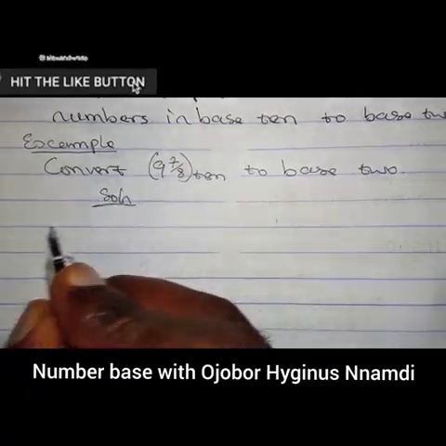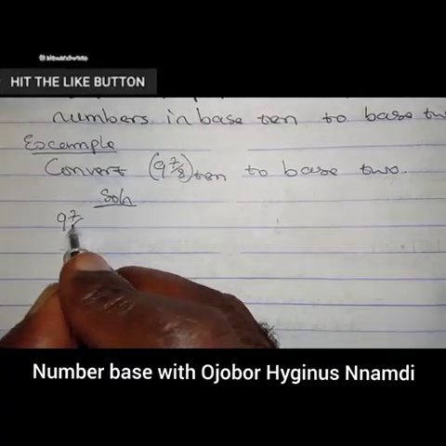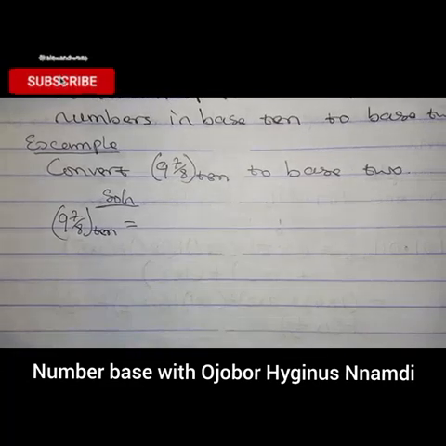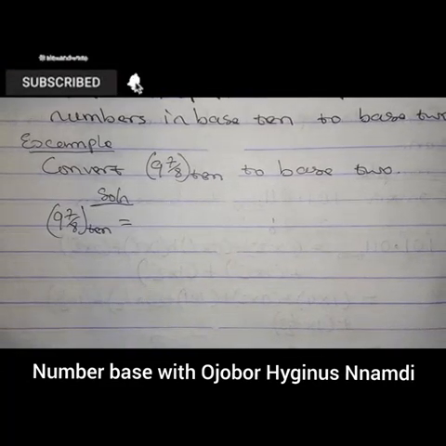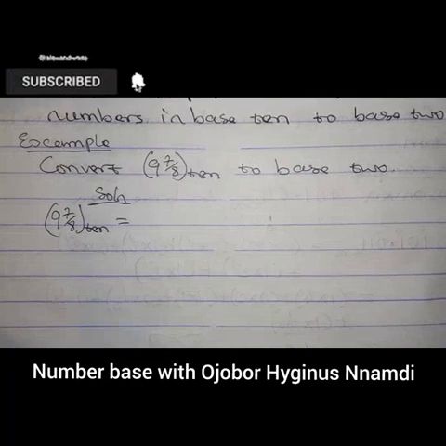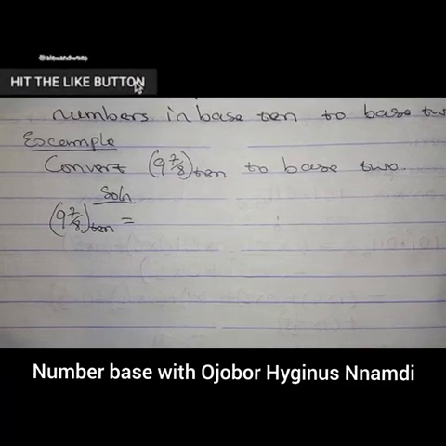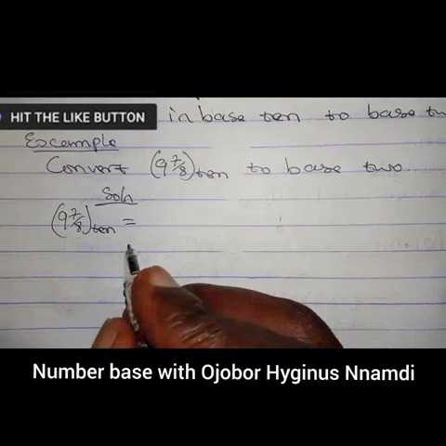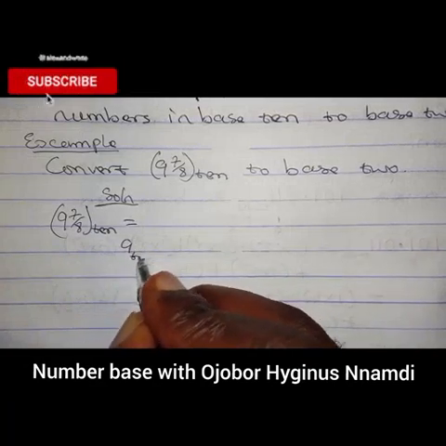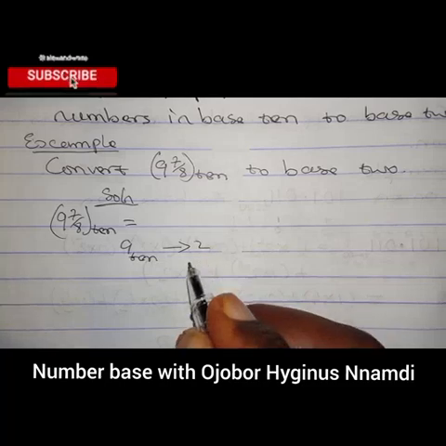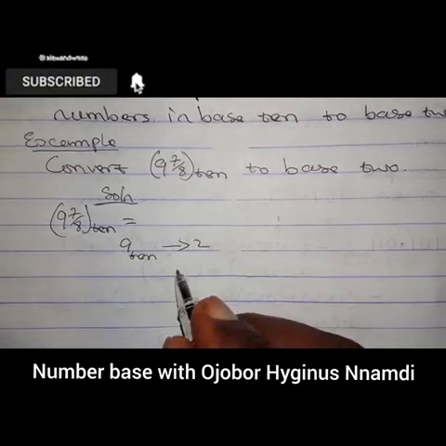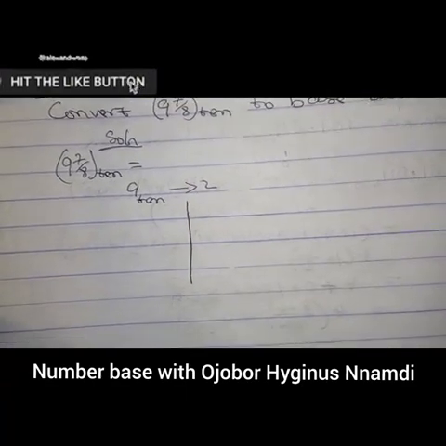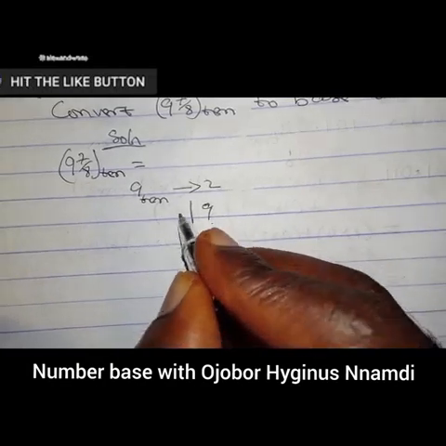Solution: you convert 9 whole number 7/8 base 10 to base 2. What we'll do is that we are going to convert the whole number differently and the fraction part differently. So for the whole number part, we have 9 base 10 to base 2. We do the same way we've been converting. So you divide it all through by 2. So you have 9 divided by 2.